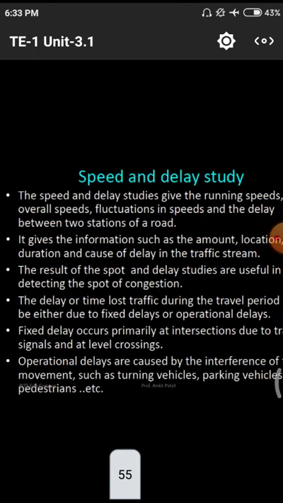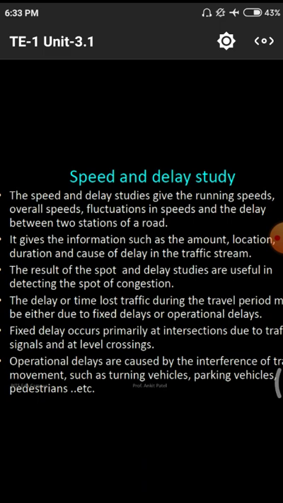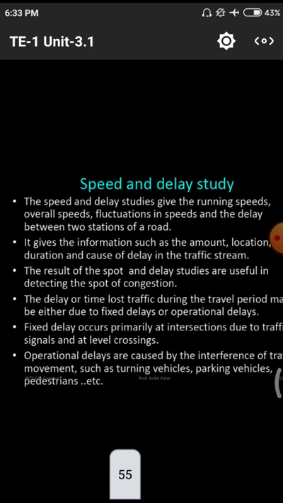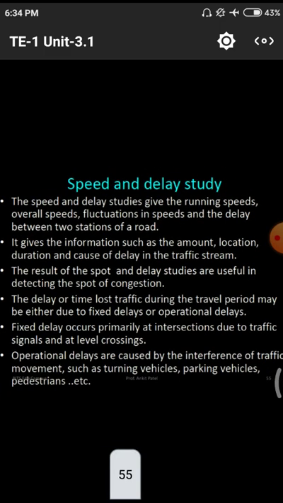because of the driver's capacity and capabilities. Next one is the speed and delay study. What are the factors responsible for these speed and delay studies? The speed and delay studies give the running speed, overall speed, fluctuations in speed, and delays between the stations of a road. That means different vehicles have different purposes while they are moving.